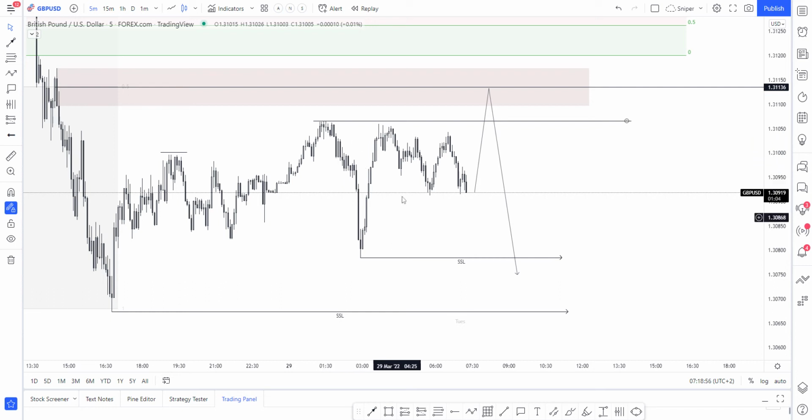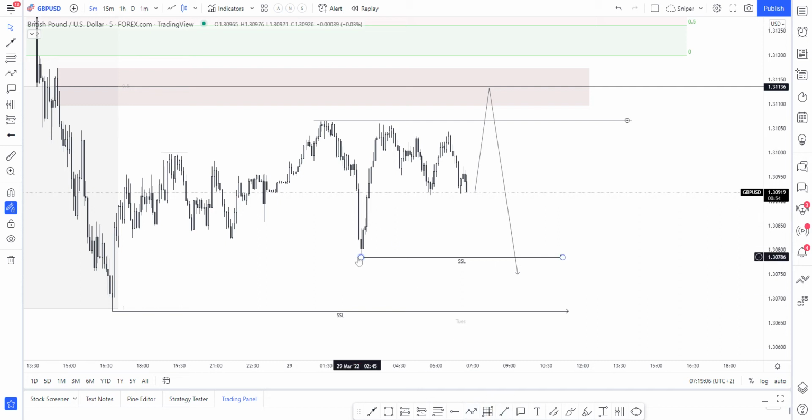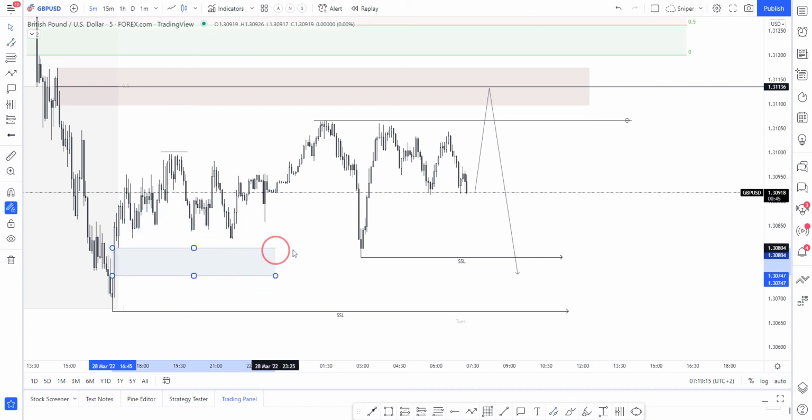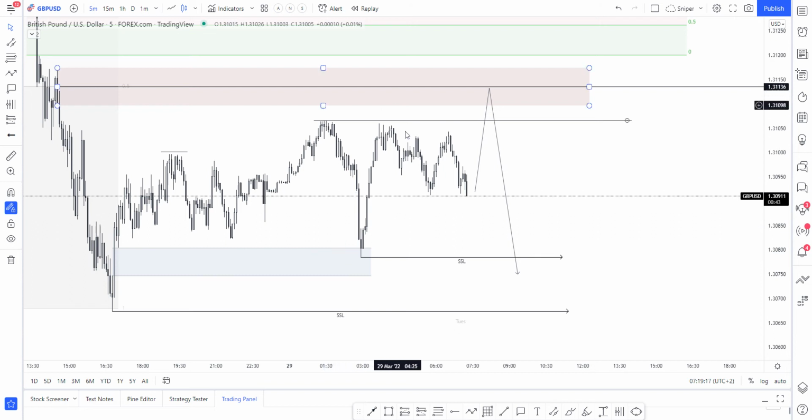A little V-shaped recovery. Price pushes down, and then pushes back up again. Interesting to see where price reaches into. It reaches into this imbalance that we have to the left, right over there. You can see we tap into it and we push up towards the upside.